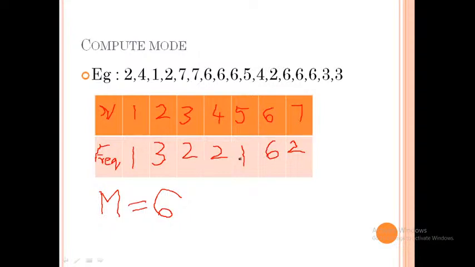Here when we go through, you can see the maximum frequency is for the number 6, or the highest frequency is 6. There is no other number with the same frequency as 6 or more than that. Only one maximum frequency is there. This type of data is known as unimodal. Unimodal means this type of data has only one mode. If only one mode is there, that type of data is known as unimodal.